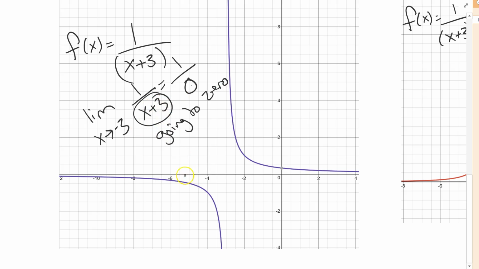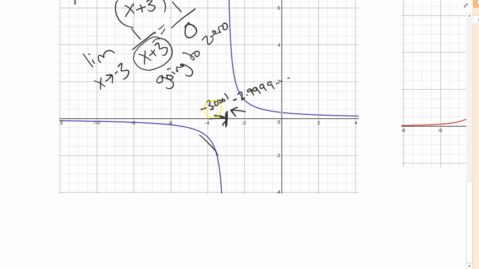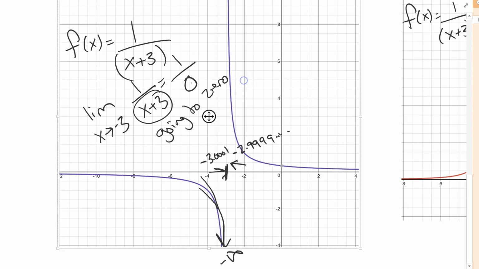And it turns out in this limit, graphically, if I plug in numbers that are getting closer and closer to minus 3 on the left, I'm always at minus 3.0001. And if I plug in numbers getting closer and closer to minus 3 on the right, I look like minus 2.9999, and so forth. If I plug in those numbers on the left, I'm going to minus infinity. If I plug in minus 2.99, I'm actually a positive number going to infinity. So the limit here does not exist.